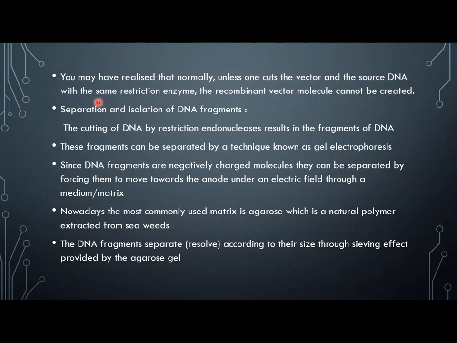Separation and isolation of DNA fragments. The cutting of DNA by restriction endonuclease results in fragments of DNA. These fragments can be separated by a technique known as gel electrophoresis. Since DNA fragments are negatively charged molecules, they can be separated by forcing them to move towards the anode under an electric field through a medium or matrix. Nowadays, the most commonly used matrix is agarose, which is a natural polymer extracted from seaweeds. The DNA fragments resolve according to their size through the sieving effect provided by the agarose gel.